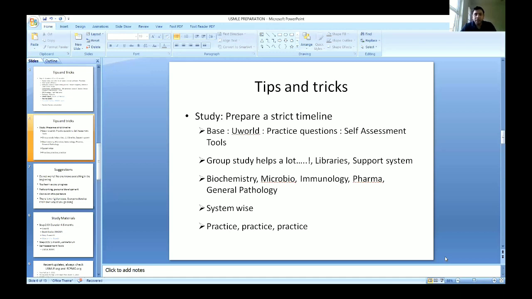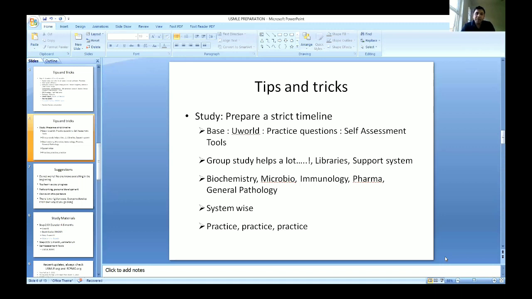Now let's talk about how to study, whether to study at home all alone or in a group. My experience is that group study helps a lot. Initially I studied alone at home for two or three months, and then I was frustrated because my NBME score was not improving as I was expecting.